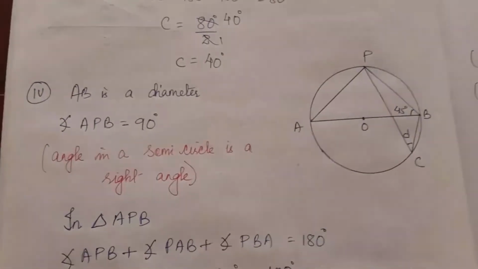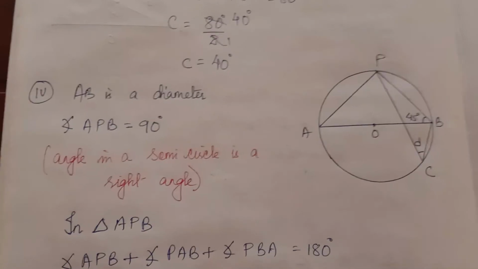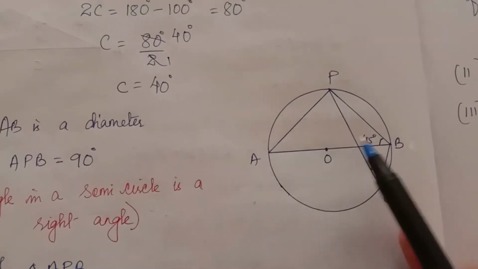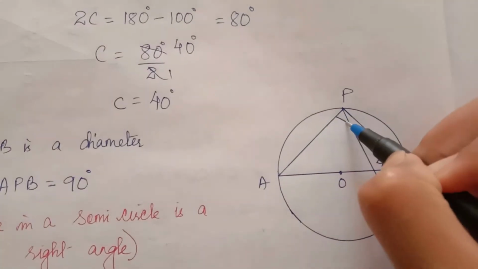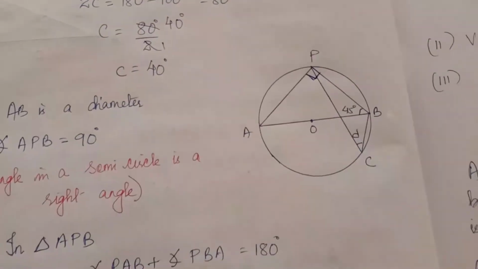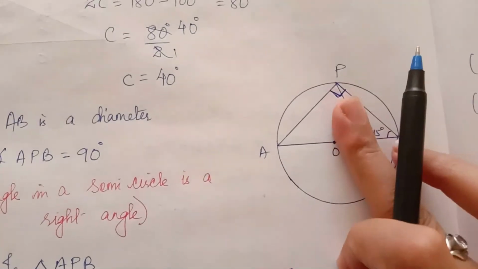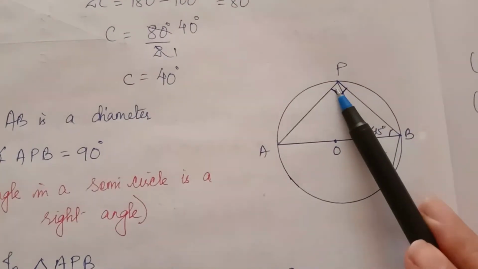Now next is number 4. Here is the diagram and AB is the diameter. See, if AB is a diameter, then this angle must be 90 degree. This is 90 degree. If this is 90 degree, now forget about this line. Forget about this line.